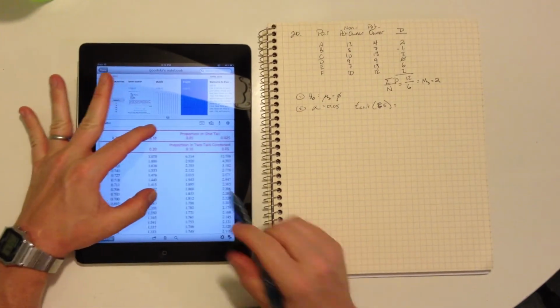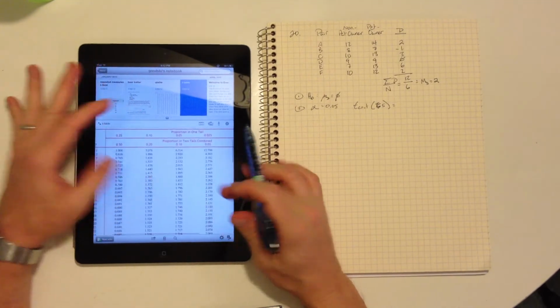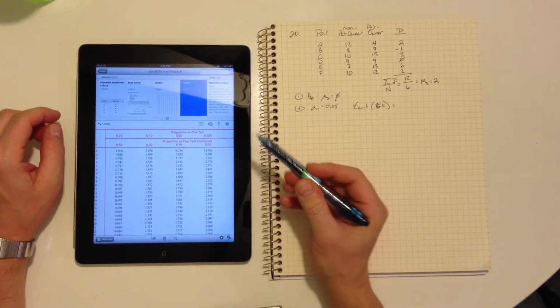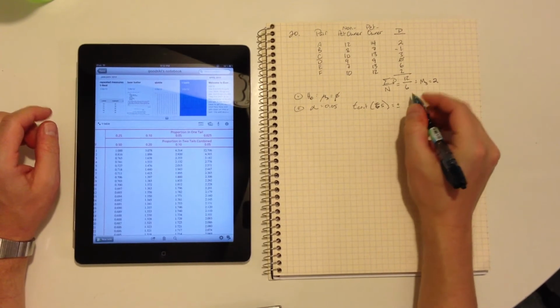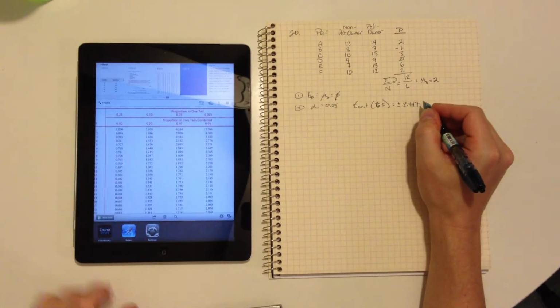Okay. So proportion in two tails combined is 0.05, and we're looking for 1, 2, 3, 4, 5, 6 degrees of freedom. So I get plus or minus 2.447. Plus or minus because it's two-tailed. All right.